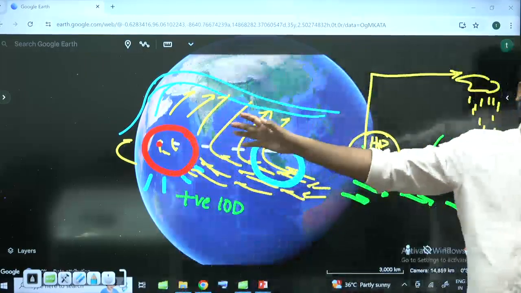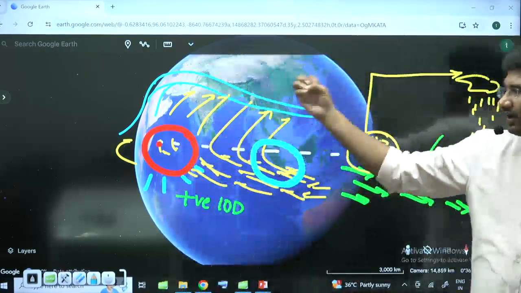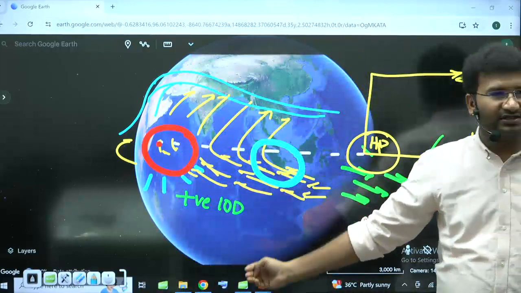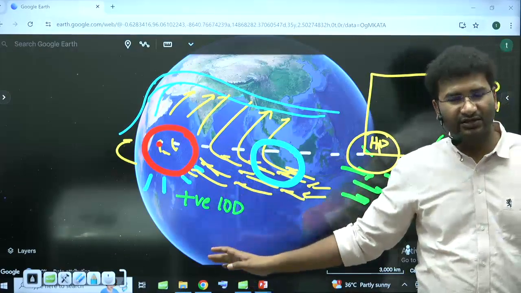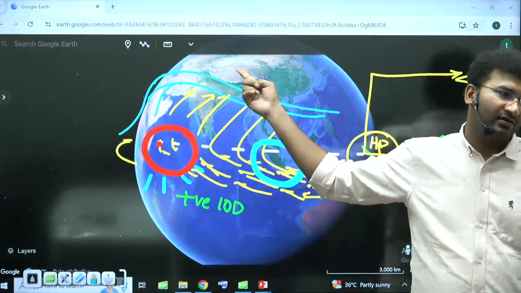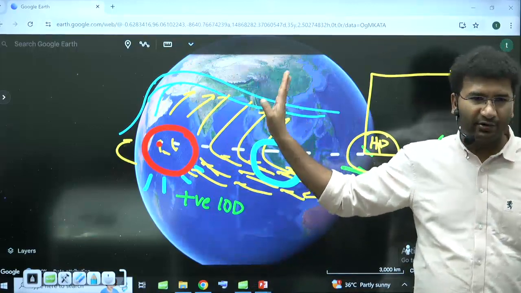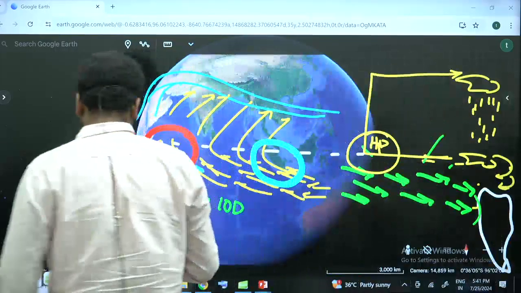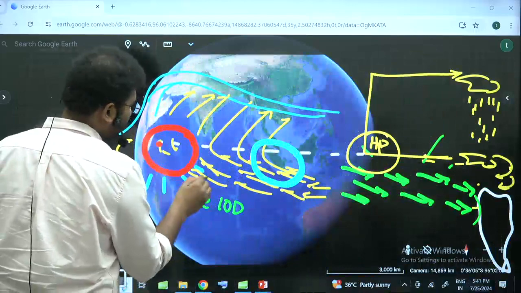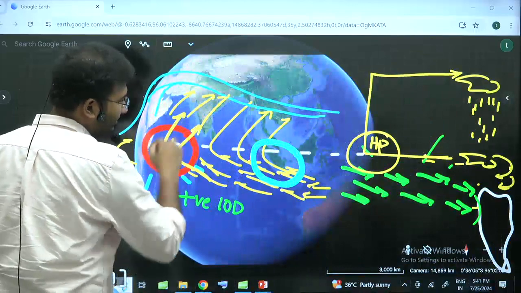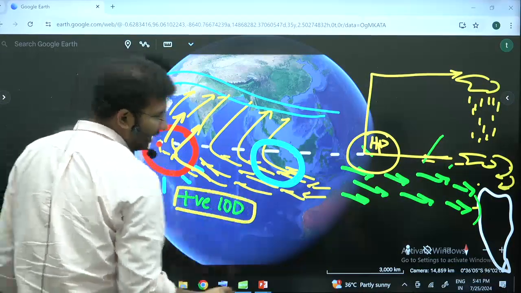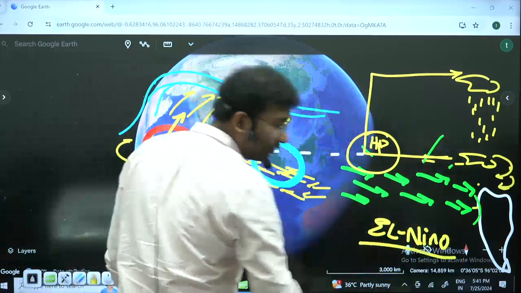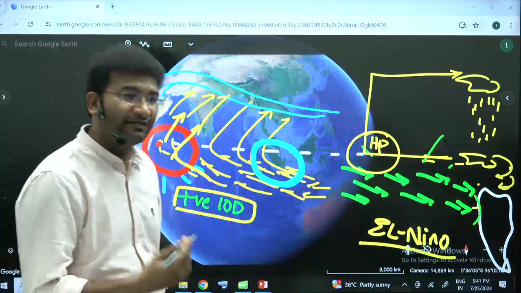When the western equatorial Indian Ocean water is warm and the eastern equatorial Indian Ocean water is cold, we call this a positive Indian Ocean dipole. A positive Indian Ocean dipole means you will have good rainfall in India. Even during the times of El Nino, if you still have a positive Indian Ocean dipole, and still there is an El Nino year, you will have rainfall, but you will have deficit rainfall.